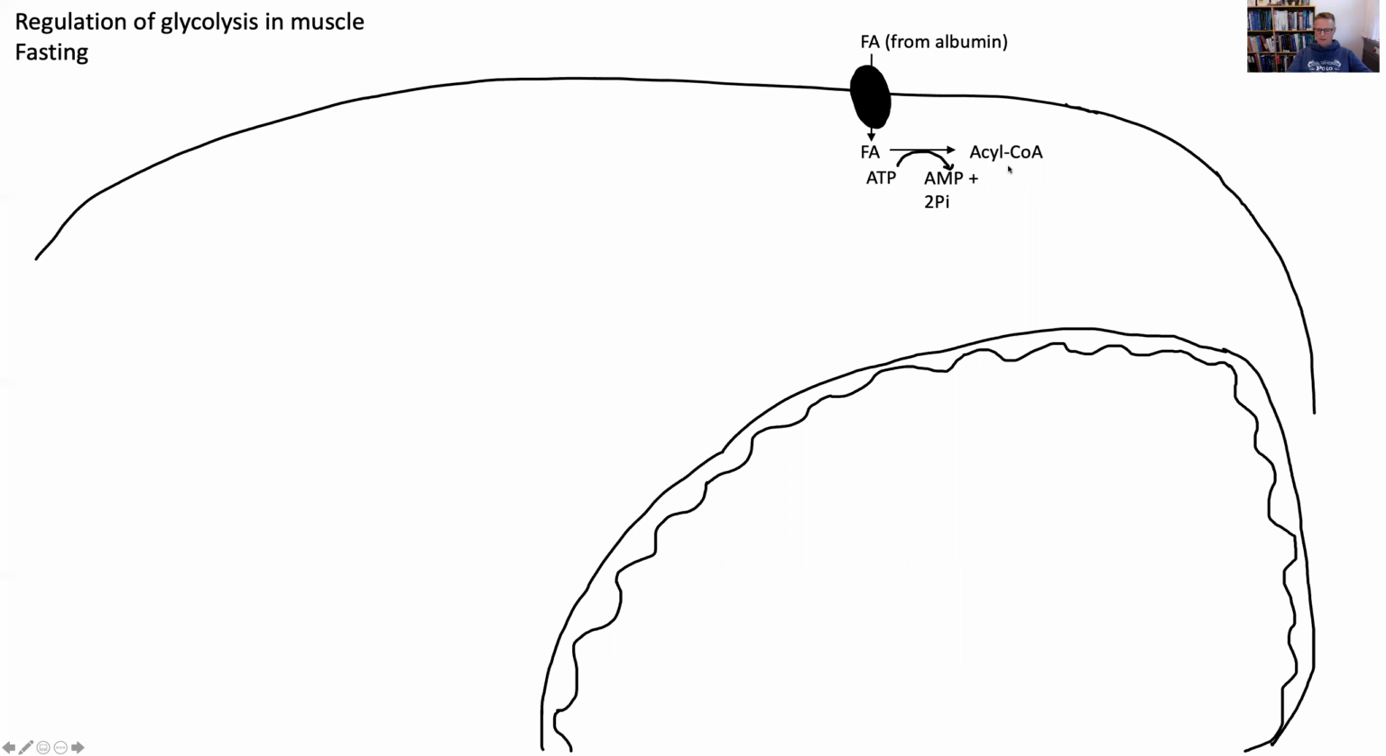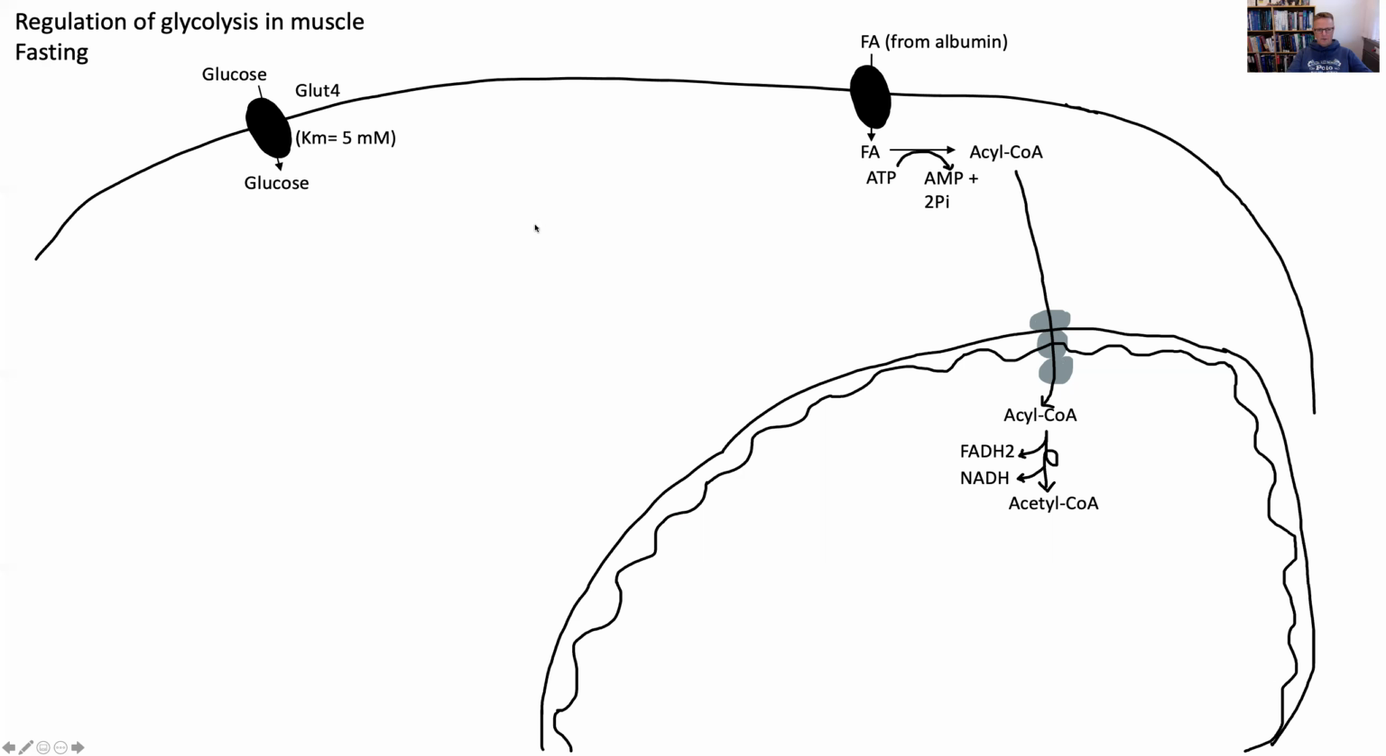in order to activate the fatty acids. And once we have activated the fatty acids, we know that these fatty acids then are being transported to the mitochondria via the CPT1 system, where they will enter and be degraded by the beta oxidation, which will produce lots of acetyl-CoA and also NADH and FADH2.